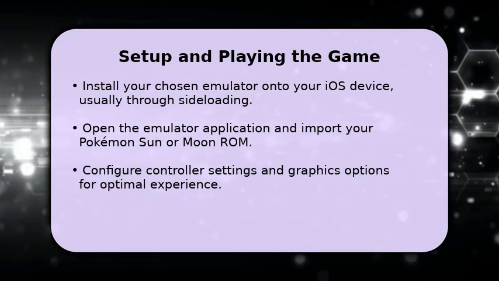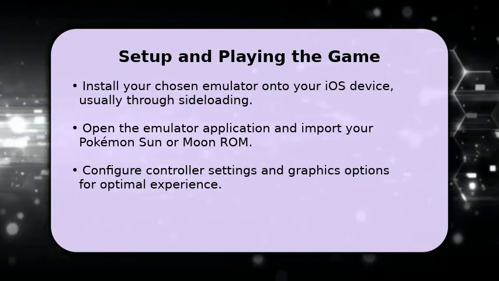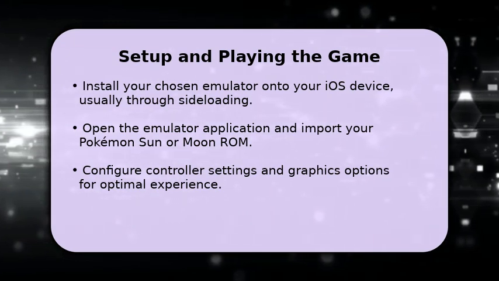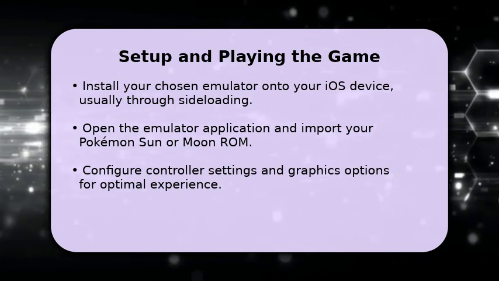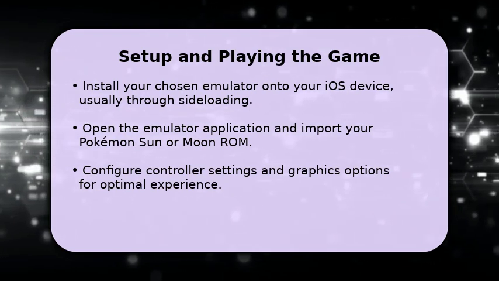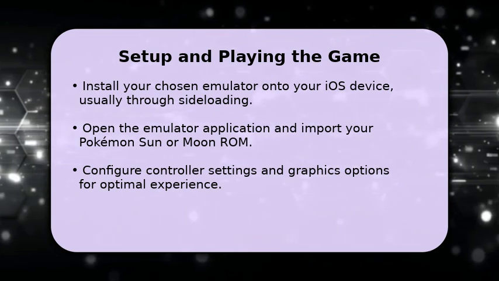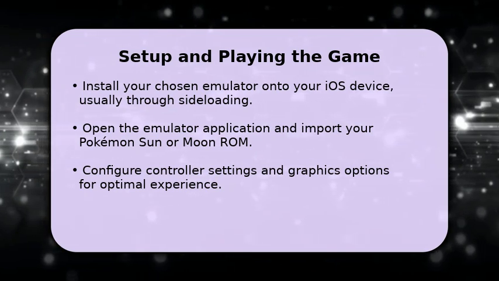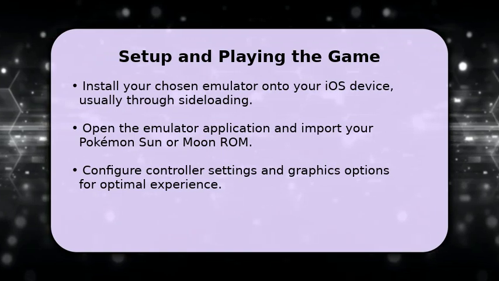With your emulator chosen and ROMs ready, the final steps involve installation and setup. Install the emulator application onto your iOS device, following the specific sideloading instructions for your chosen app. Once installed, open the emulator and import your Pokémon Sun or Moon ROM file. You can then adjust settings like on-screen controls, graphics quality, and audio to optimize your gameplay experience. Now, you are ready to embark on your Pokémon adventure.